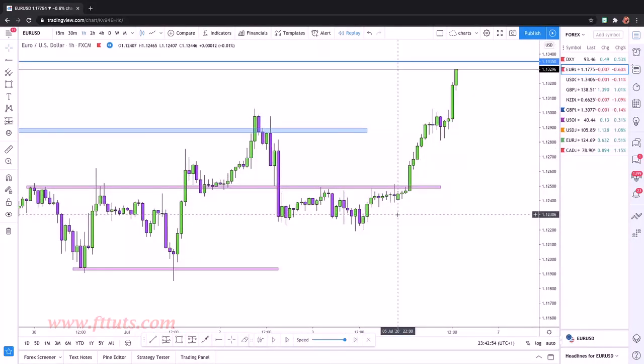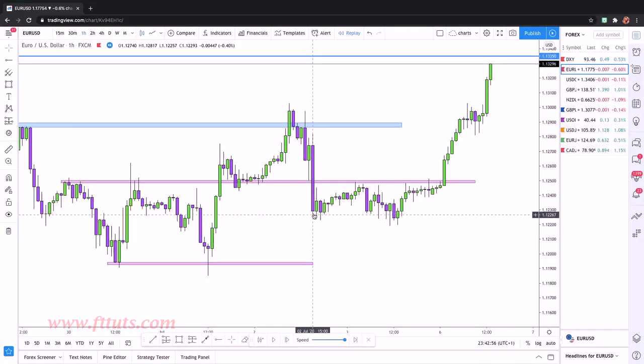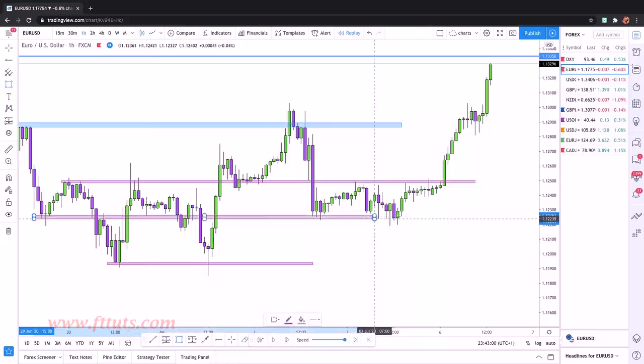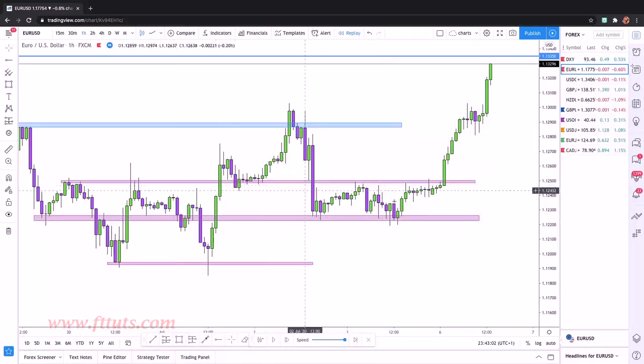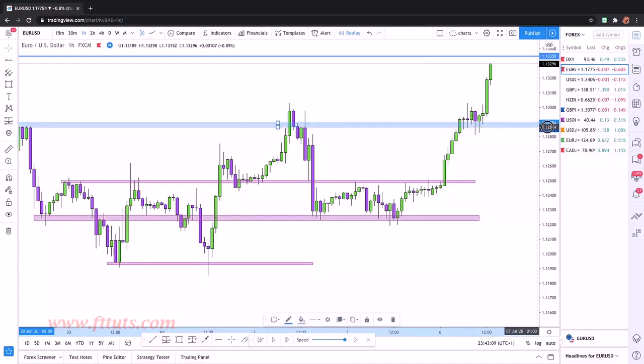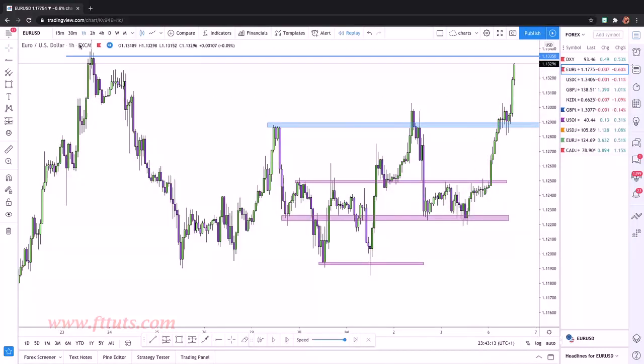So what ends up happening, we find support in this area right here. Okay, so we find support in this area, price starts to reverse, and then eventually price breaks out to the 1.13350 area right here.